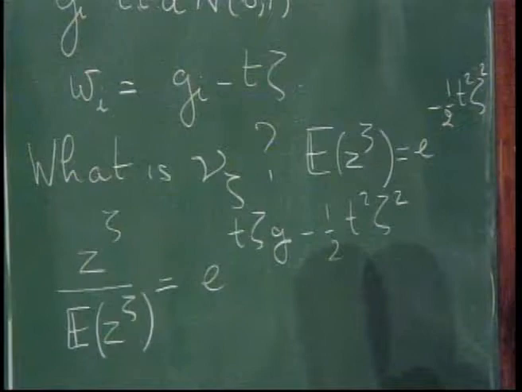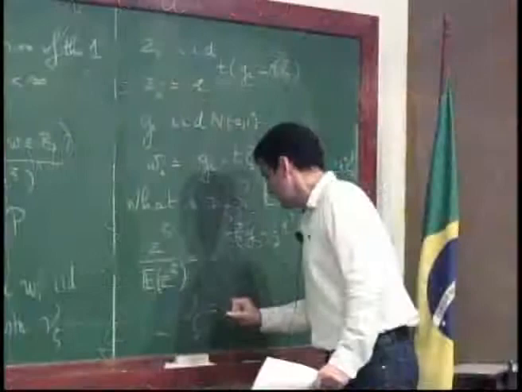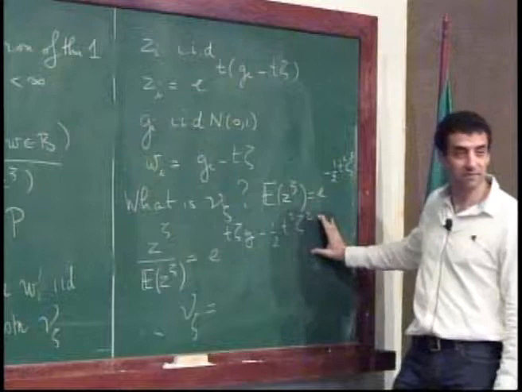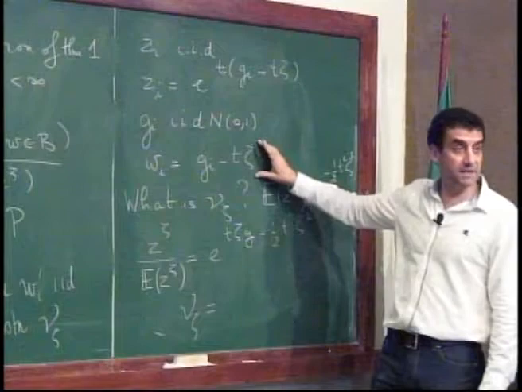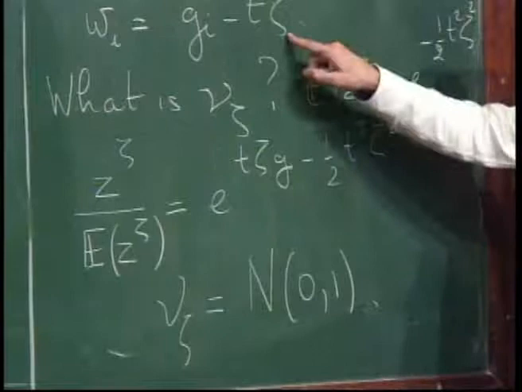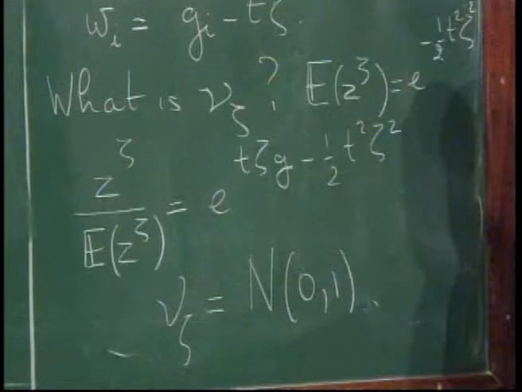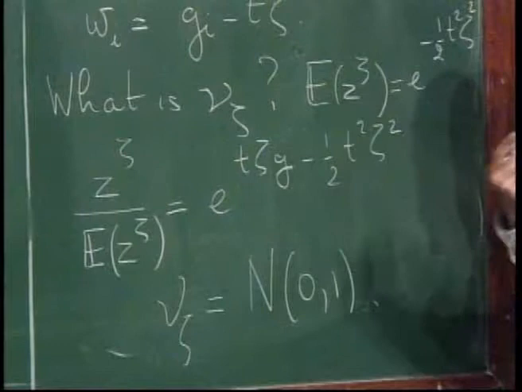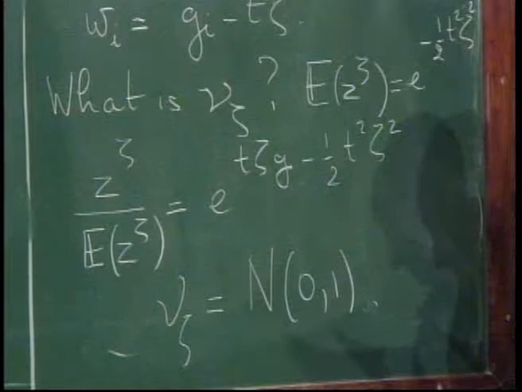So what is nu zeta? Remember, it's the distribution of this under this density. But this is an N(0,1) shifted in the mean by t zeta, and your density puts back the mean. So this is, in fact, simply N(0,1). So the distribution of w is N(0,1) with mean t zeta, or minus t zeta, and this is back N(0,1), because this just makes a shift. So maybe I forgot a t somewhere here, no.